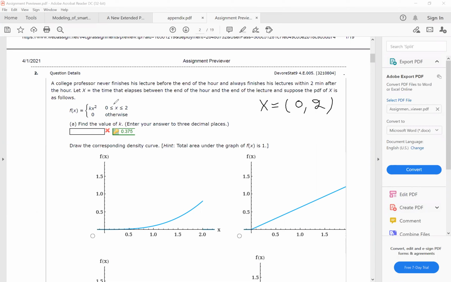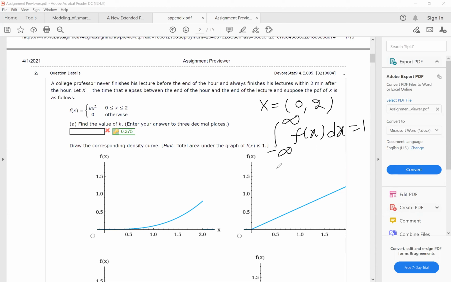So we know the properties of a probability density function. Here the value of k is unknown, so we have to find the value of k. What do we know about a probability density function? We know that the integral from negative infinity to infinity of f(x) dx is equal to 1. This is the total probability, right? The total probability is 1.